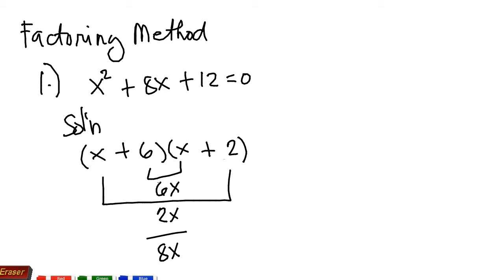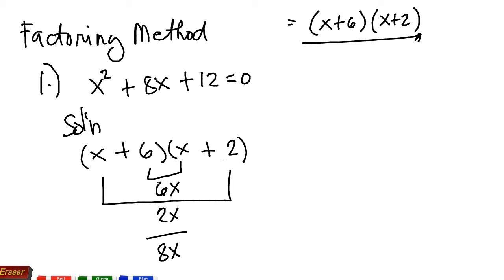If you multiply x times x, that will give us x squared. If you multiply 6 times 2, it will give us positive 12. And to get the middle term, just multiply 6 times x, and then x times 2. It will give us 8x as our middle term. So that means that the factors are correct. Here we have the factors x plus 6 and x plus 2.